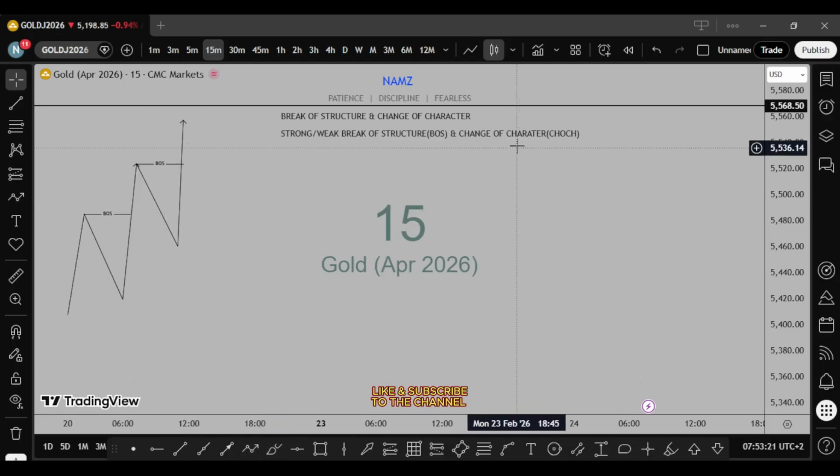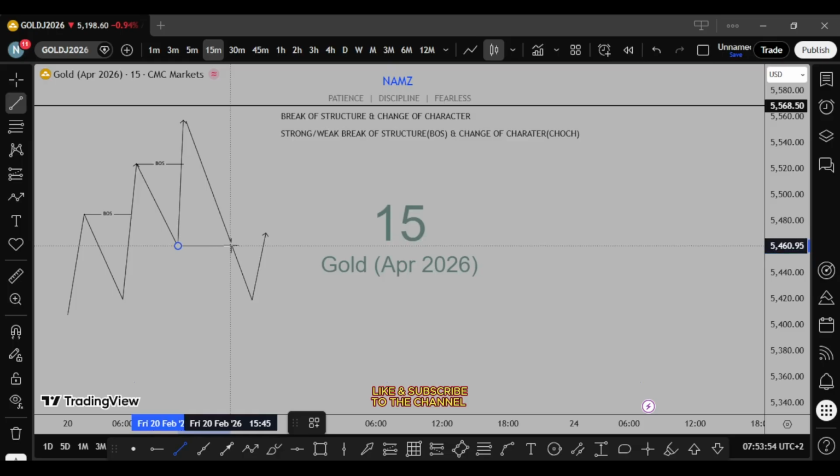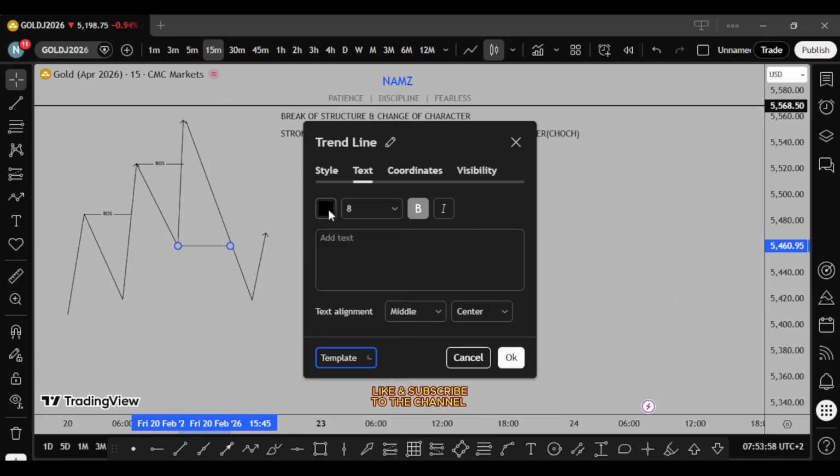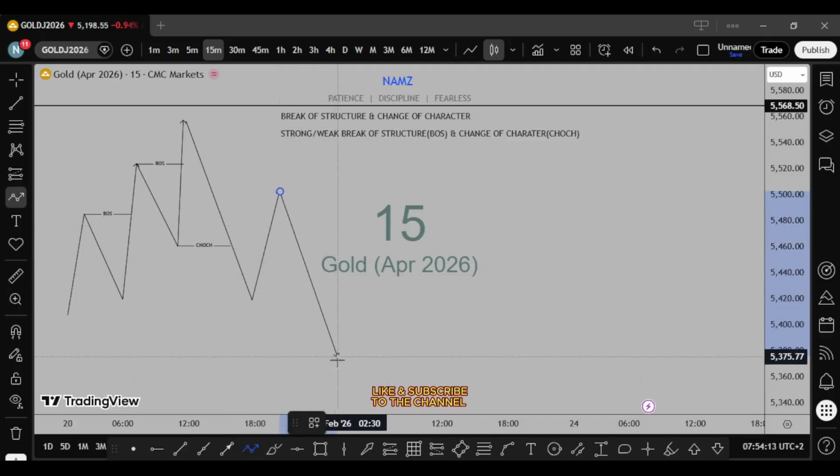And then what is change of character? It is a situation where the market is heading to the upside, and then all of a sudden, instead of breaking structure again, in this scenario the market decides to break to the downside. So the first break, always remember, the first break to the opposite direction is what we call change of character, which we indicate as CHOCH. So in this case, we are simply saying the market wants to change direction from heading to the upside to coming to the downside.